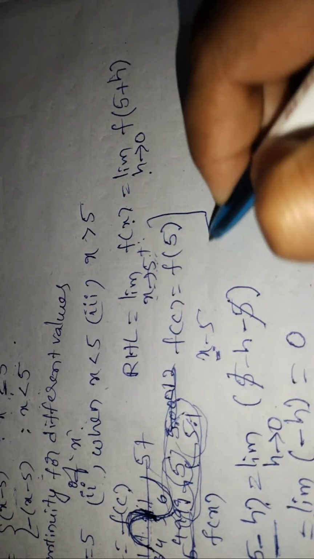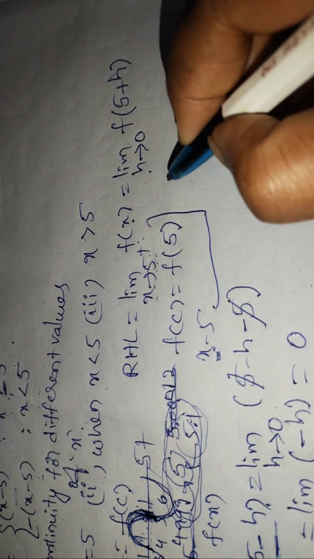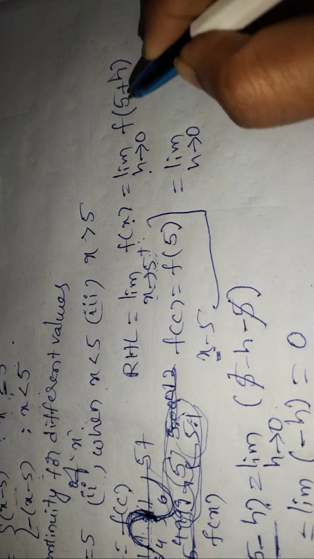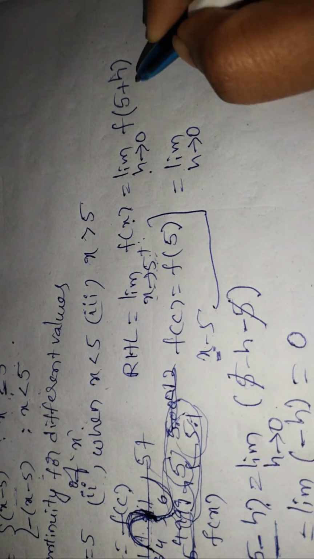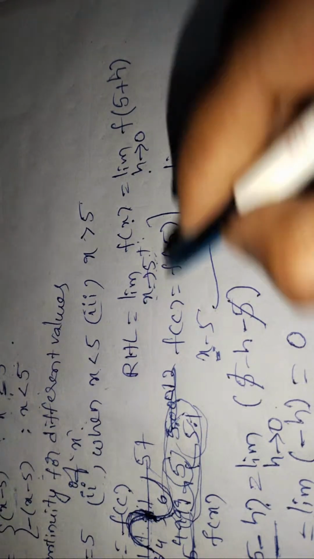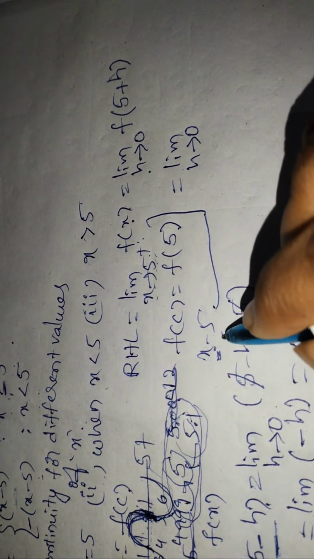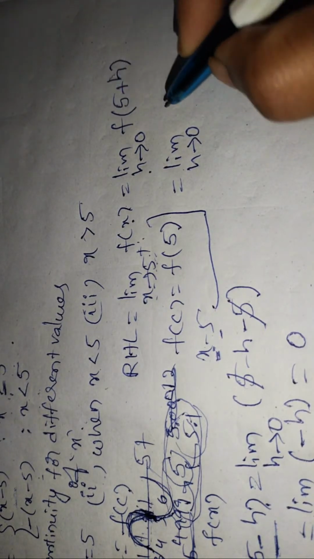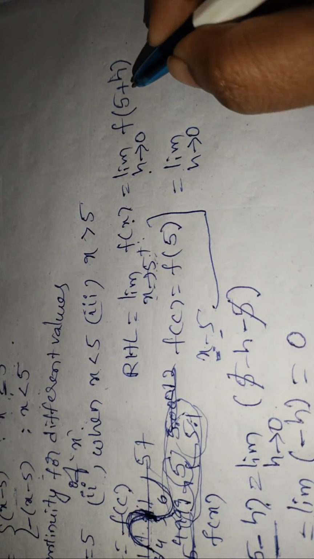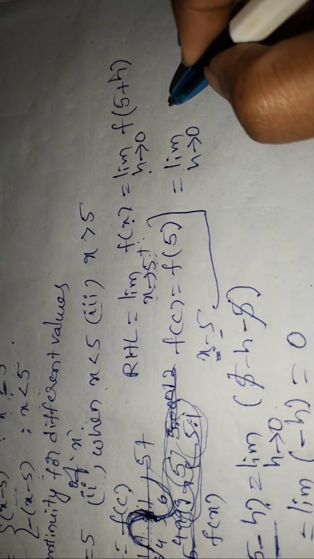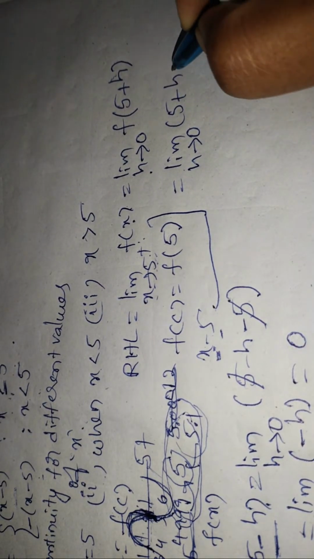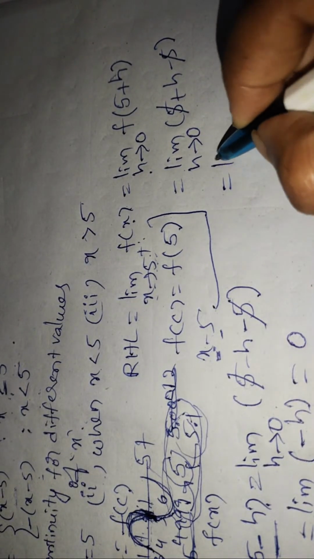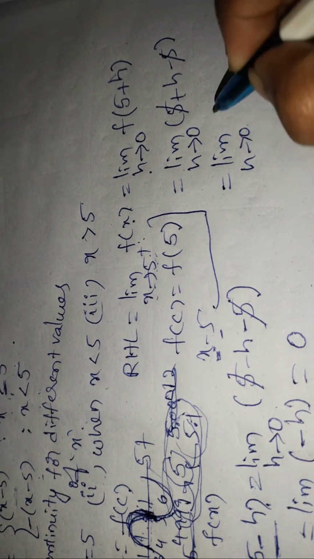RHL is limit h tends to 0 f of 5 plus h. Here f of x, what is f of x at x equals 5? It is x minus 5. But what is x here? x is 5 plus h. So I will replace x with 5 plus h. So 5 plus h minus 5. I will cancel plus 5 minus 5. The remaining is limit h tends to 0 h.